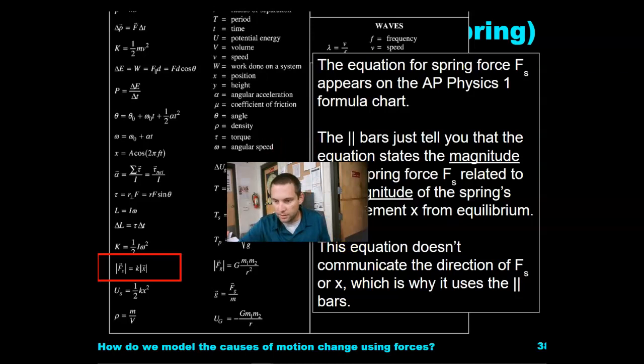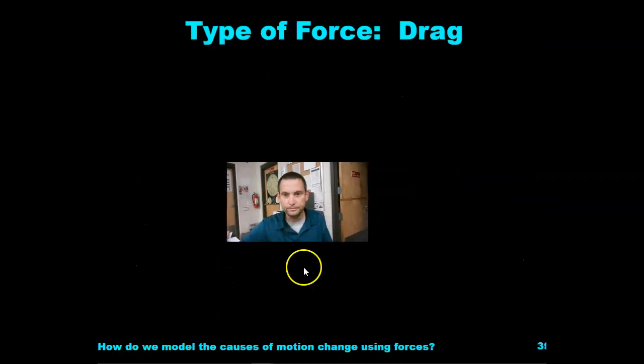Okay. It doesn't communicate the direction of F or X, which is why it uses the absolute value bars. With a spring, if I pull on the spring, the force is going to want it to go back towards equilibrium. And if equilibrium was here, when I compress it, the force will want to bring it back to equilibrium, because that's where springs are happiest, at equilibrium.